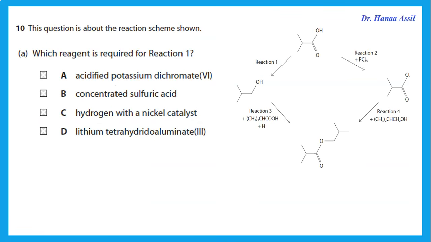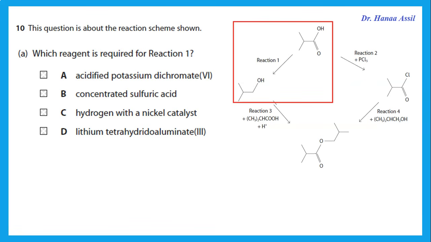This question is about the reaction scheme shown. Which reagent is required for reaction 1? Where is reaction 1? This is reaction 1. What is happening? And please note the direction of the arrow. We're changing carboxylic acid to alcohol. Carboxylic acid to alcohol means we're reducing the acid to give an alcohol.